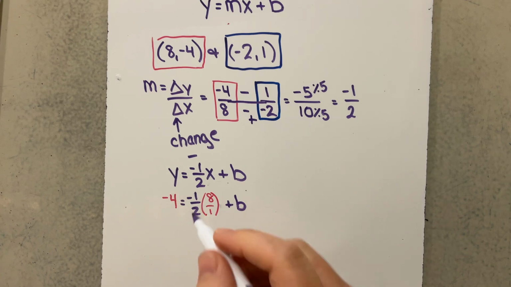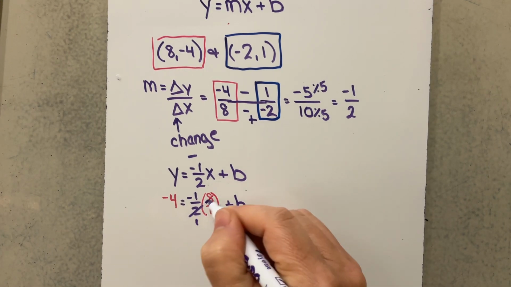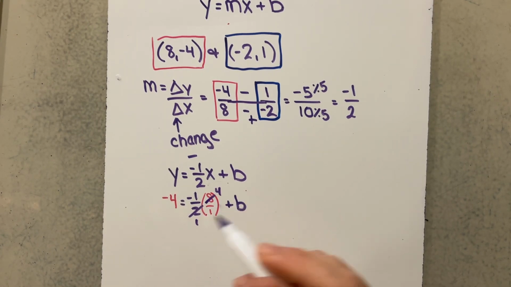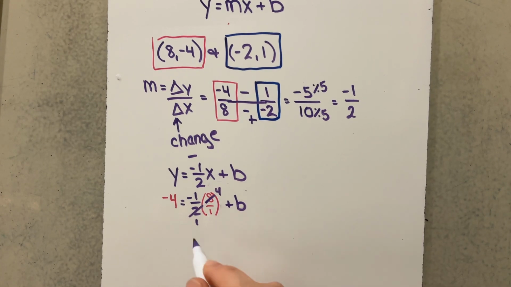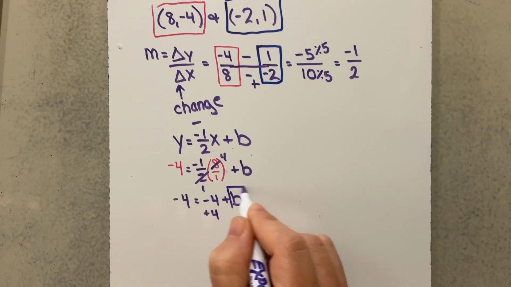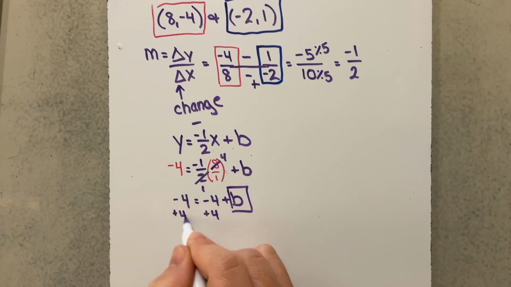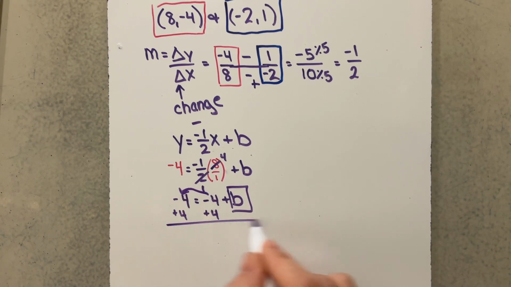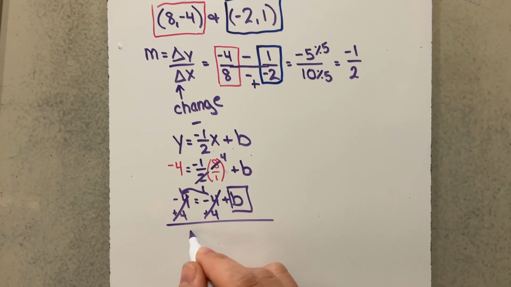So you should be able to see a trick there. I know the 2 goes into 8 4 times, or 8 divided by 2 is 4. So now I have -4 equals -4 plus b. I'm solving for b, so I'm going to add 4 so that I can bring this over here. Well, they actually both cancel out, so that's 0 equals b.